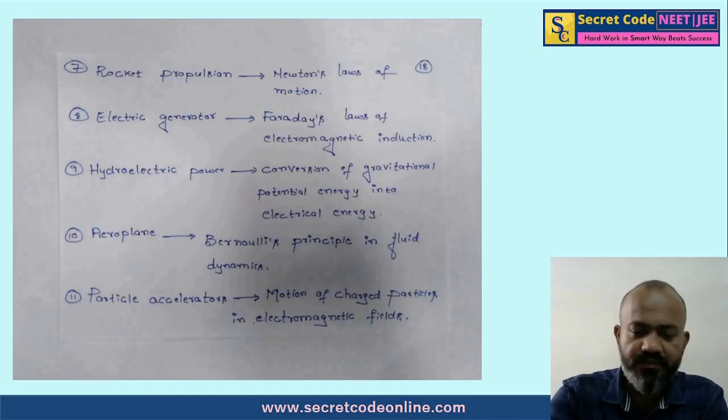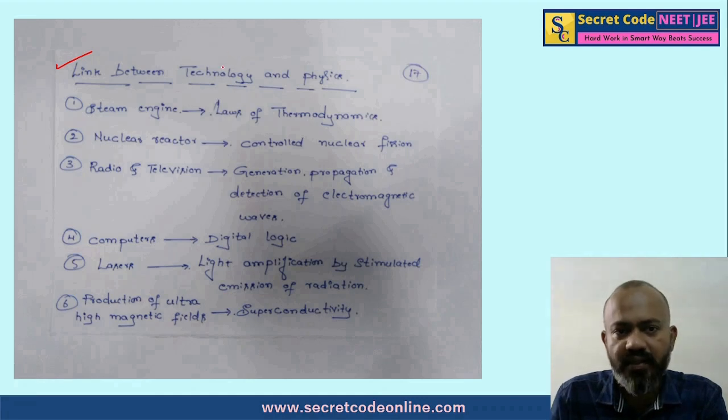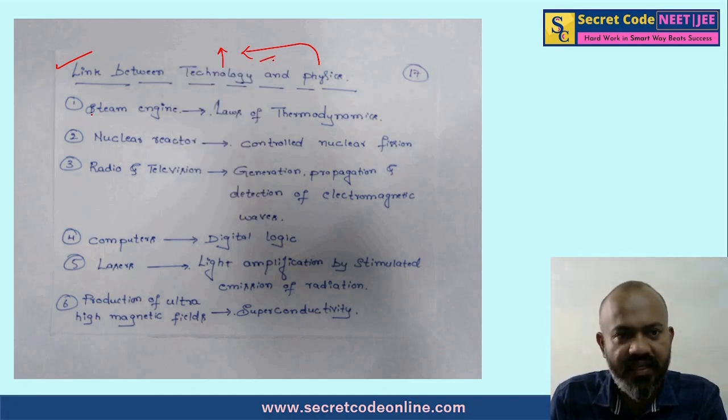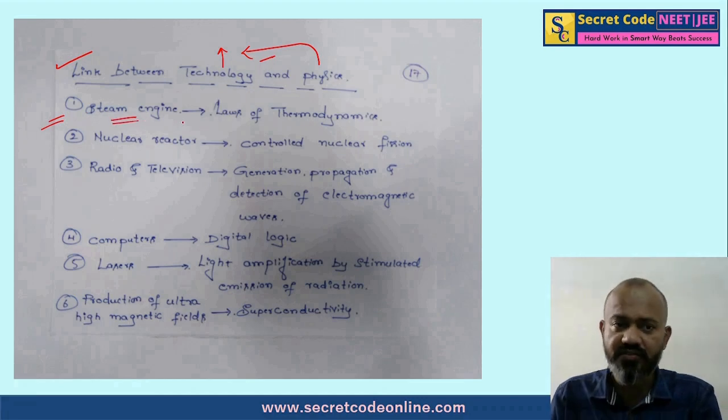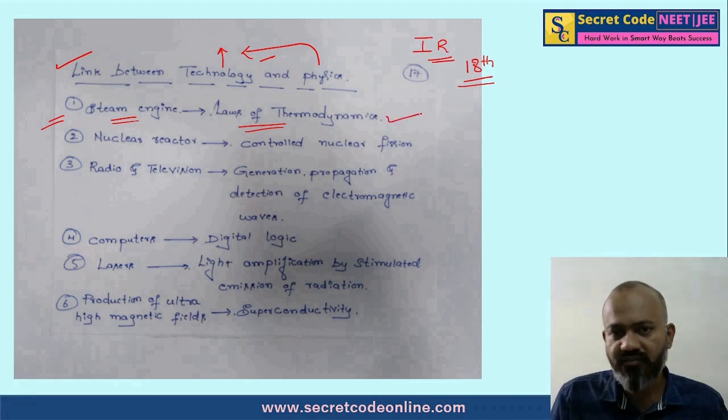The first is, what is the link between technology and what physics principle is used for that technology? Okay, that is the first content. The first point is the steam engine. This technology was based on the laws of thermodynamics. We know that during the 18th century, in the industrial revolution, the steam engine was developed using the laws of thermodynamics.